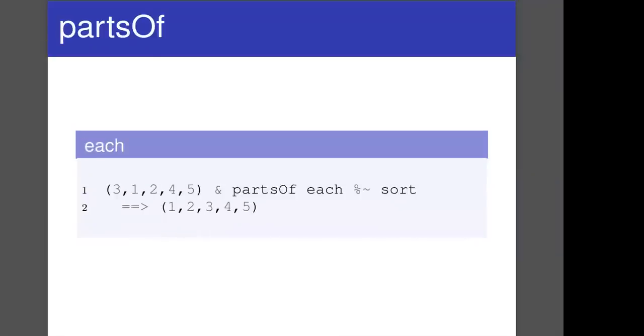Here's a parts of with each. So say I have a gigantic tuple. Each is a traversal over every element of the tuple. So now with parts of, I can look at that tuple as if it were a list. And I can sort the elements in that tuple. Try that with Haskell. This one, I know the function you have to write, but you wouldn't want to do it.